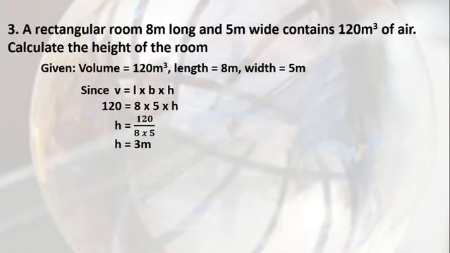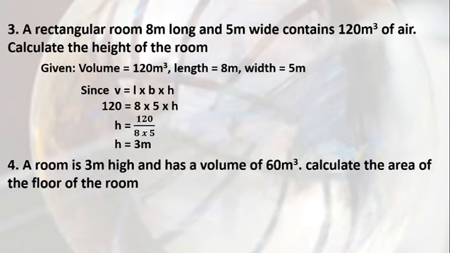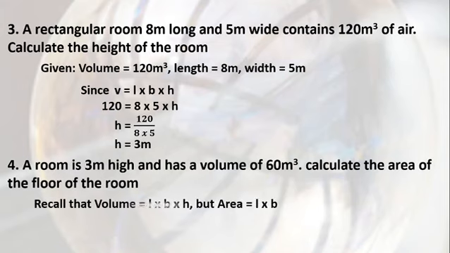Question 4 says a room is 3 meters high and has a volume of 60 meters cubed. Calculate the area of the floor of the room. So we want to calculate the area of the floor of the room. Recall that your volume is length times breadth times height, but your area is also length times breadth. Remember that? Your area is length times breadth.